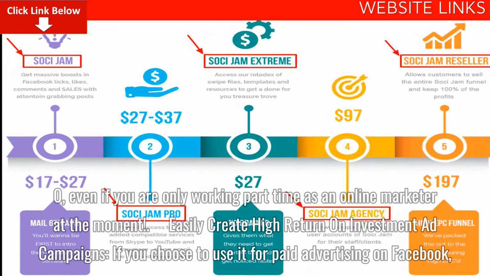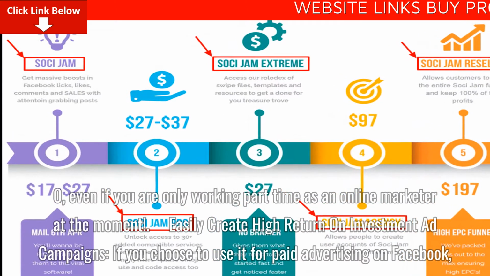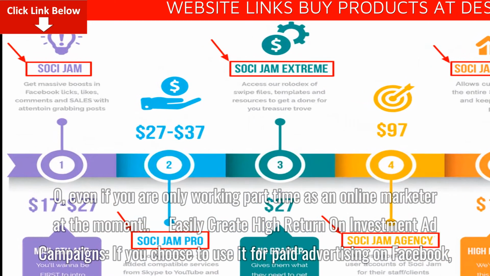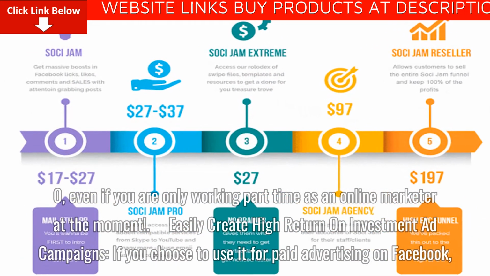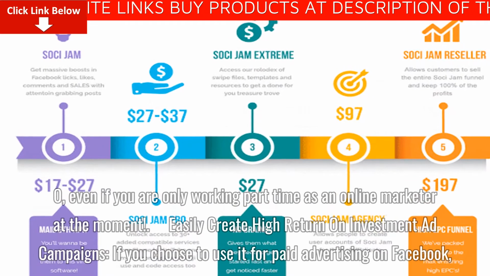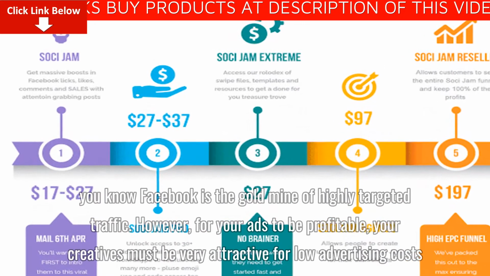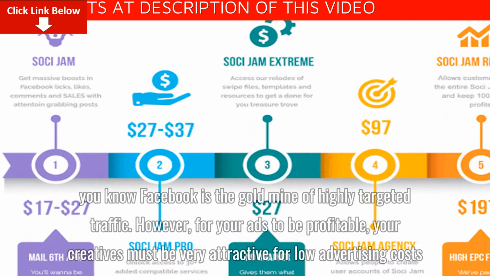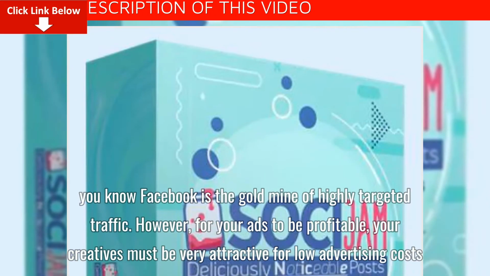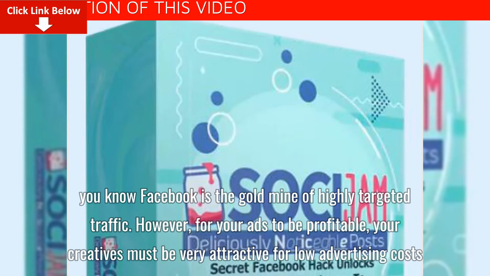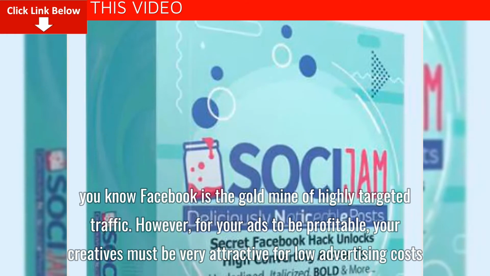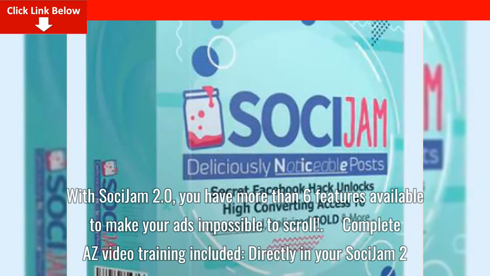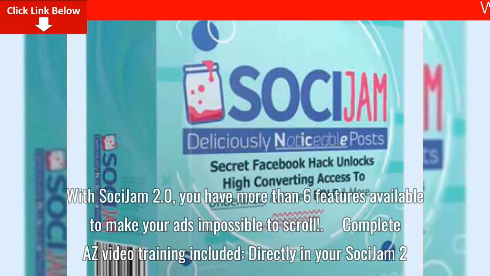Even if you are only working part-time as an online marketer at the moment, easily create high return on investment ad campaigns if you choose to use it for paid advertising on Facebook. You know Facebook is the goldmine of highly targeted traffic. However, for your ads to be profitable, your creatives must be very attractive for low advertising costs. With SociJam 2.0, you have more than 6 features available to make your ads impossible to scroll.